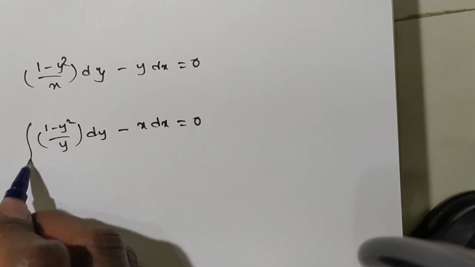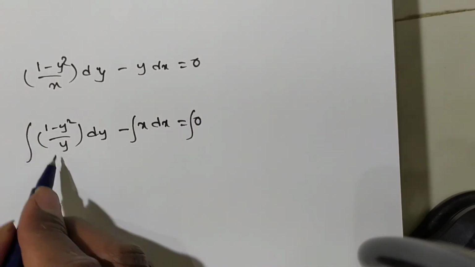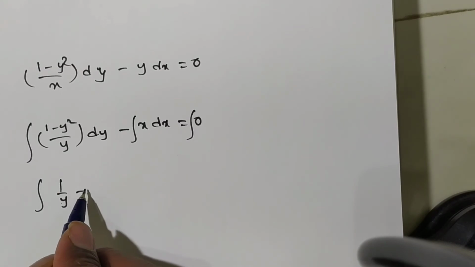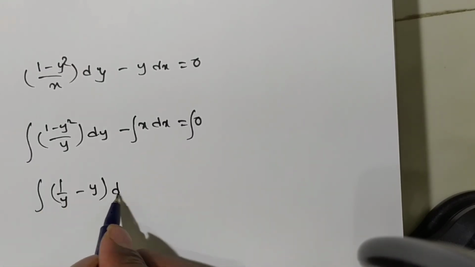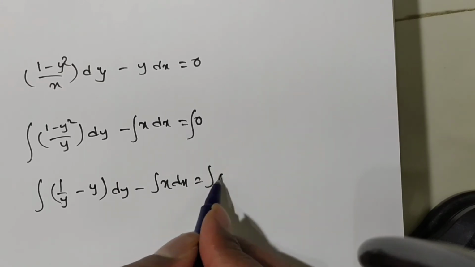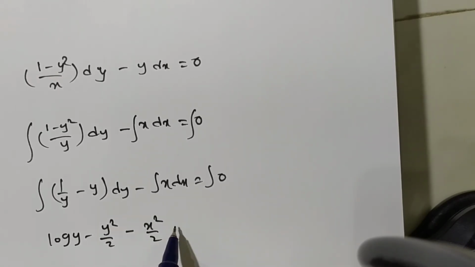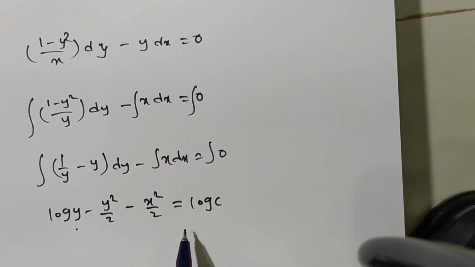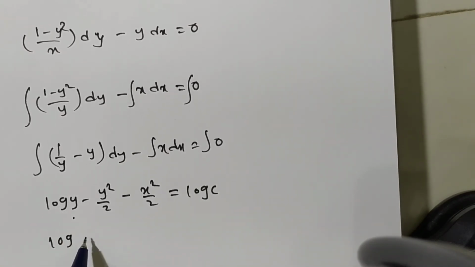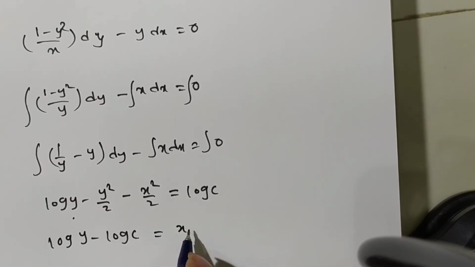So integrating on both sides, first we simplify: integral of (1/y minus y) dy minus integral of x dx = integral of 0. Now the integral of 1/y is log y, minus y²/2, minus x²/2, equal to the integral of 0, which we can write as log c. Generally we write c only, but here a log term is on the left side, so write log c. Take the log terms to one side: log y minus log c is equal to x²/2 plus y²/2.